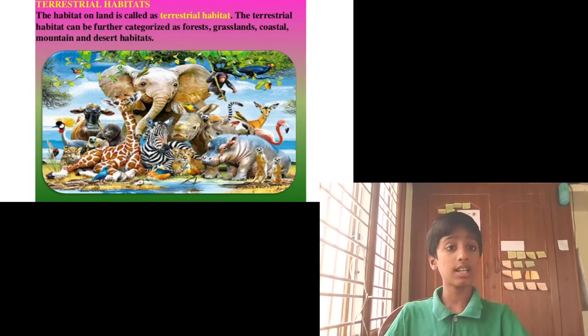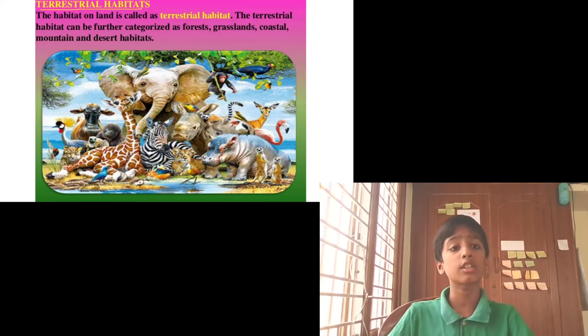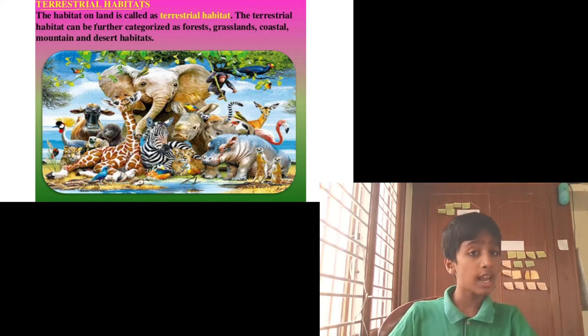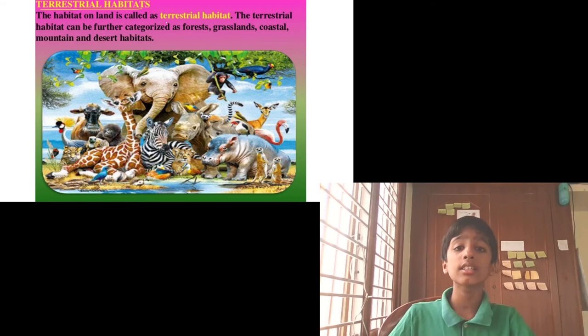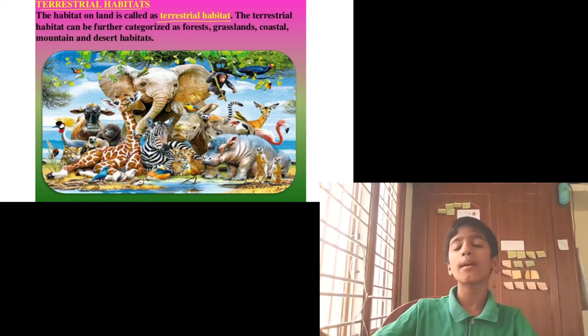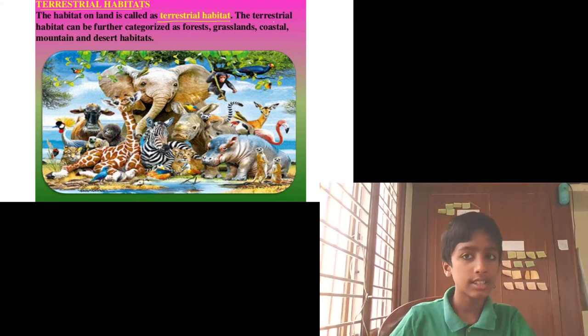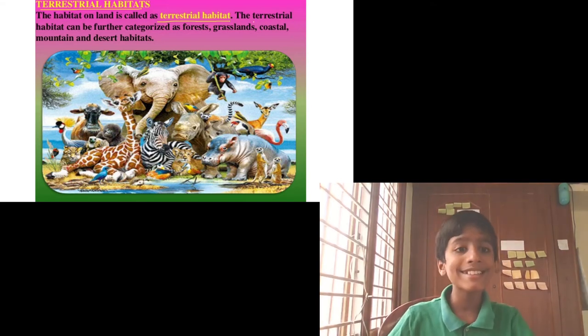Now comes the terrestrial habitat. Now let's talk about the terrestrial habitat. The habitat that is on the land is known as terrestrial habitat. Any habitat that is on the land is known as terrestrial habitat. The terrestrial habitat can be further categorized.